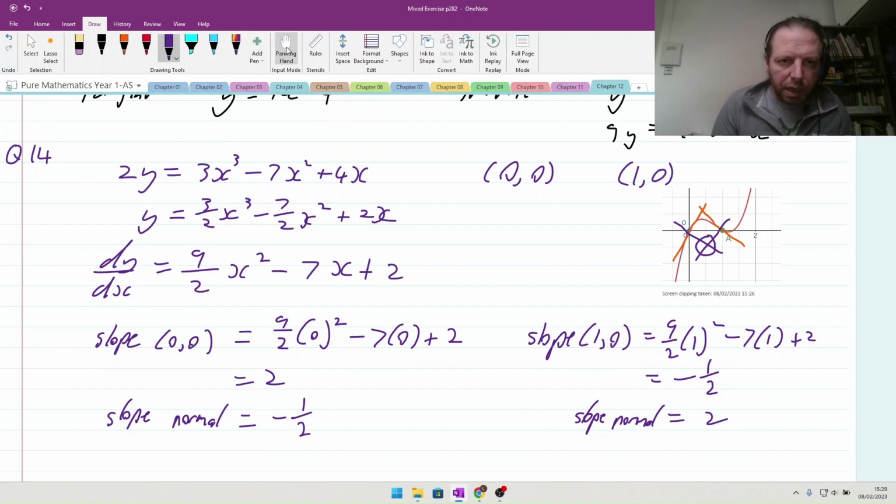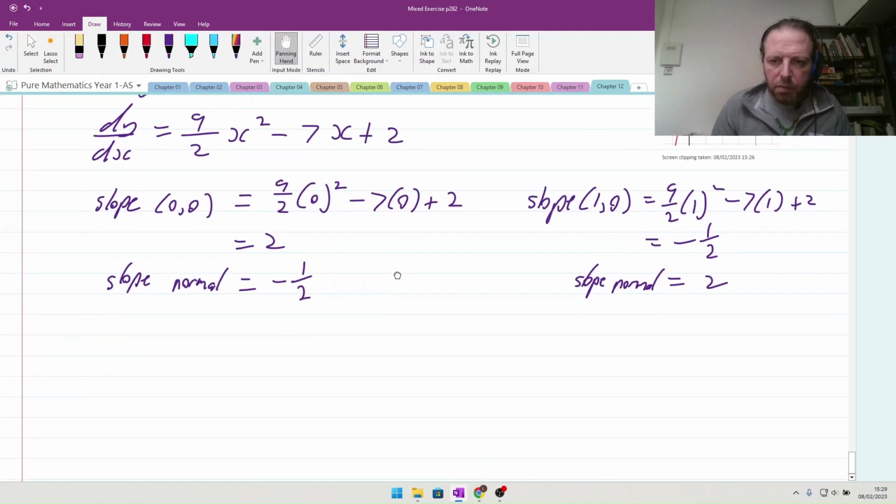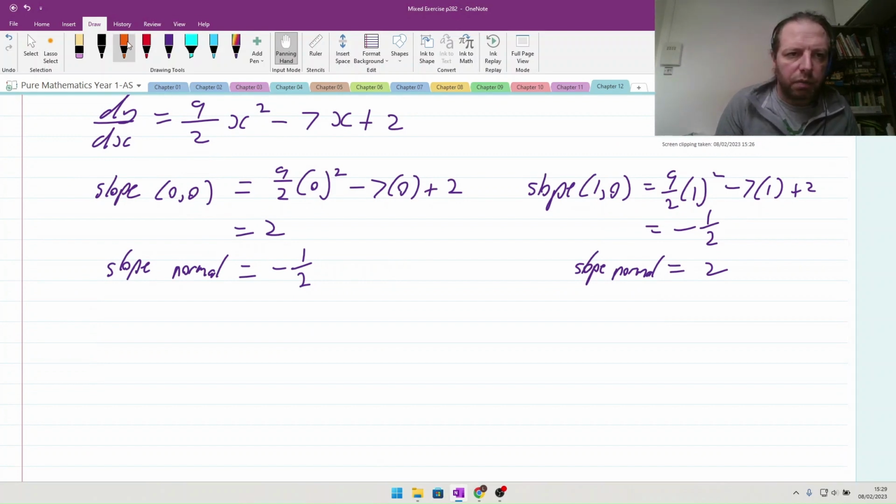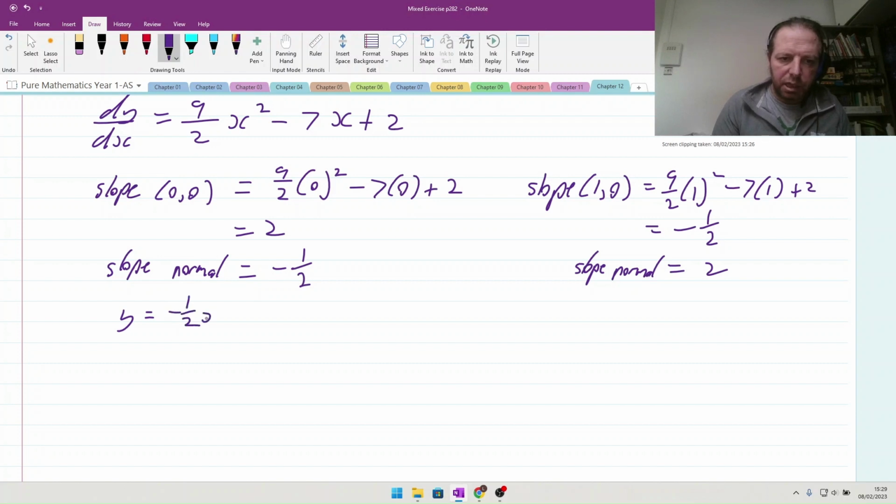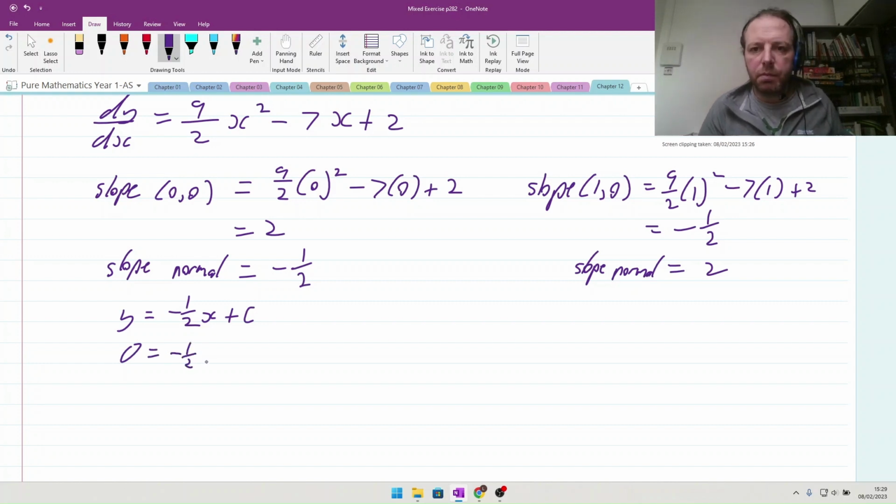Right then. With that done, we can go through this and we can say that y equals minus a half x plus c is going through (0, 0), so 0 equals minus a half times 0.